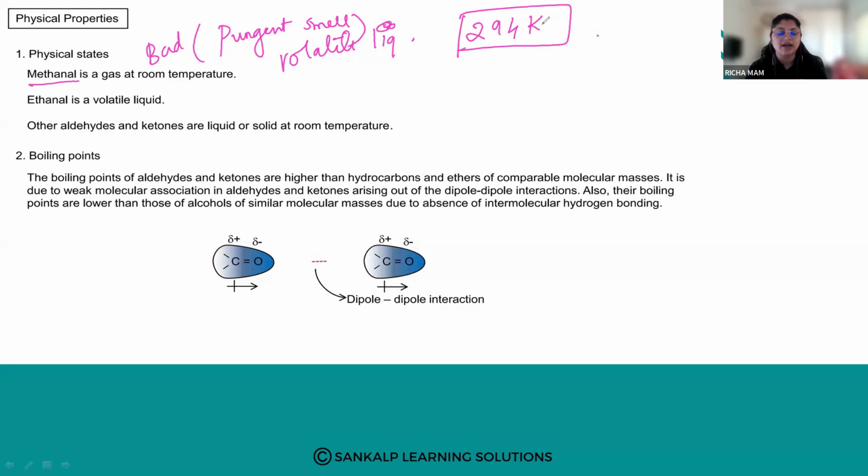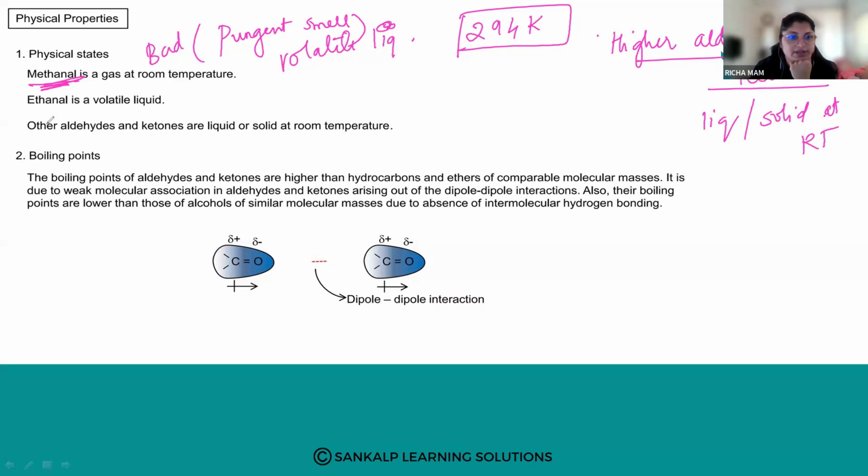And the higher aldehydes and ketones are liquid. So methanol is a gas. But as you move to higher aldehydes and ketones, these can be liquids or solids at room temperature. So this is about your methanol. Ethanol is also a volatile liquid.